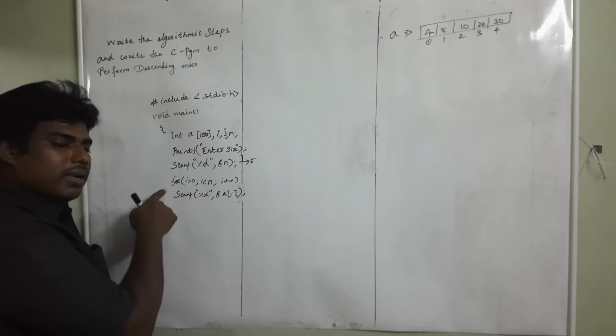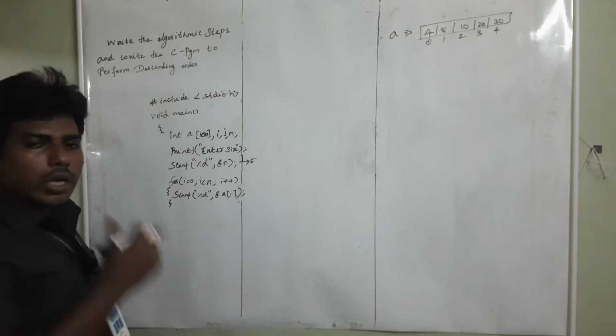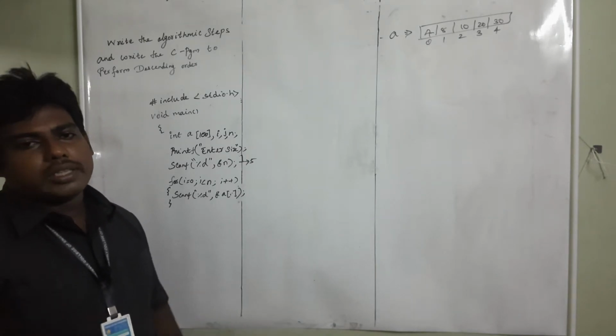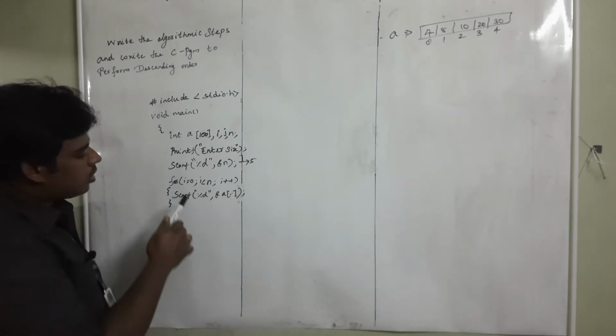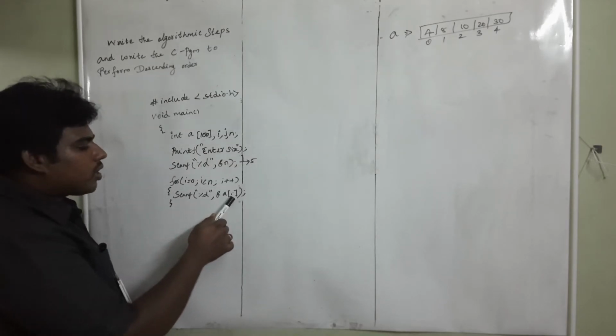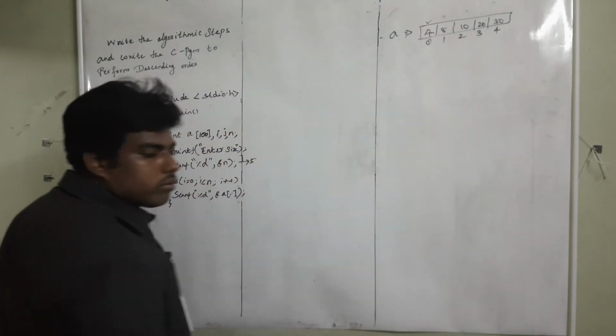Whether this curly brace is required: if you are writing only one statement, there is no need for a curly brace. If you put the curly brace also, nothing wrong. Now see here, I equal to 0. Scanf, you are getting the input for the 0th location. So for the 0th location I am giving this 4.